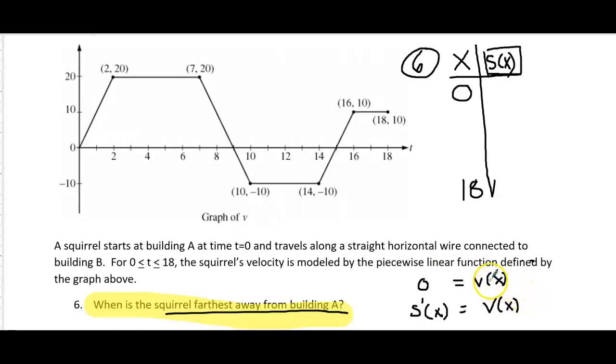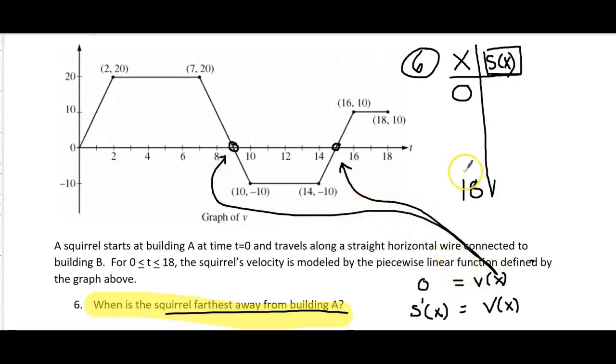And when does velocity equal 0? Well, since this is my velocity graph, velocity equals 0 anytime it touches the x-axis. So these two values of time right here are the values of x that will make velocity equal to 0. And so we have 9 seconds, and we also have 15 seconds as critical values.